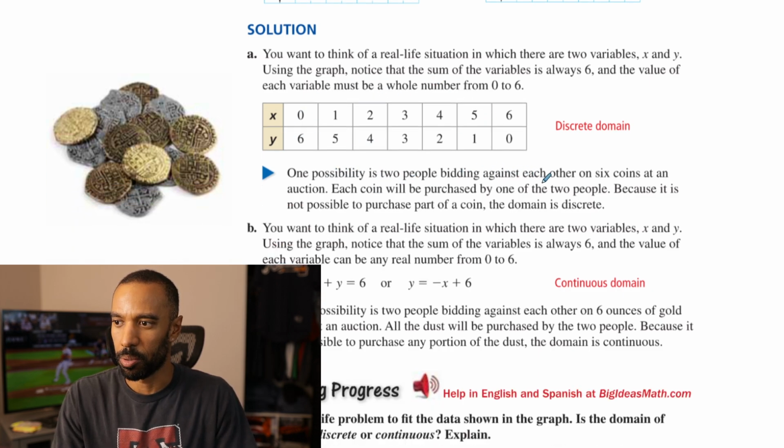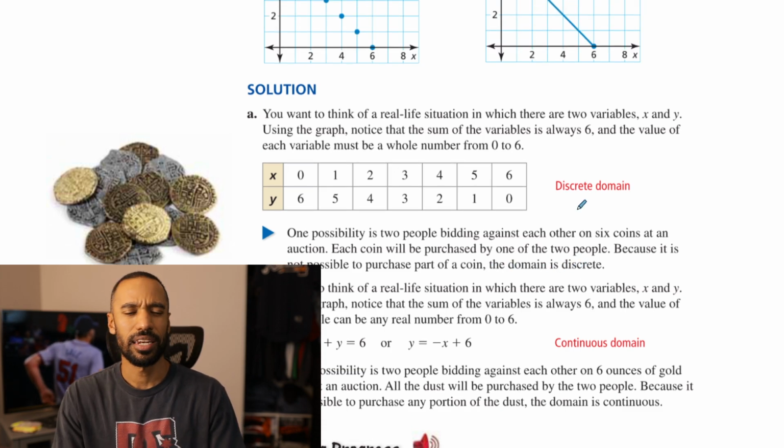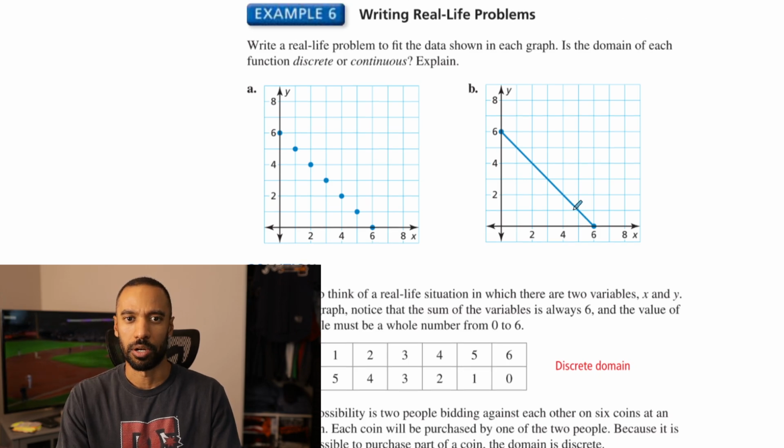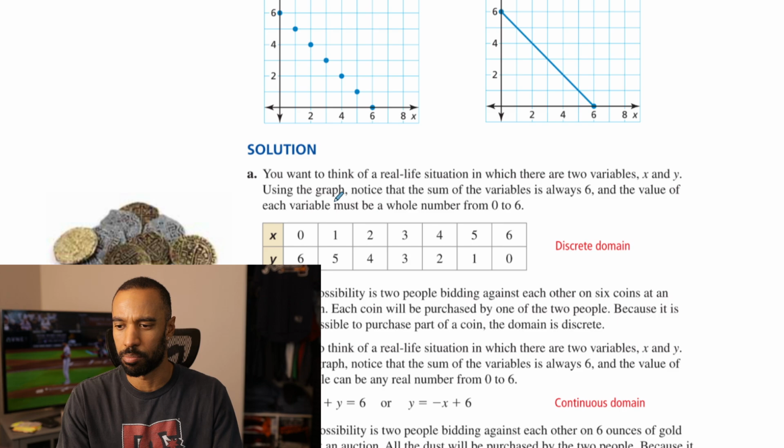One possibility is 2 people bidding against each other on 6 coins at an auction. Each coin will be purchased by one of the 2 people because it's not possible to purchase part of a coin. The domain's discrete. Yeah, and listen, I'm not going to cut part of an apple at a store. I'm either going to buy the whole apple or not, right? Even though I can eat half an apple or not. But for this auction thing, either you take the coin or you don't. And if you do, then the person doesn't have it.